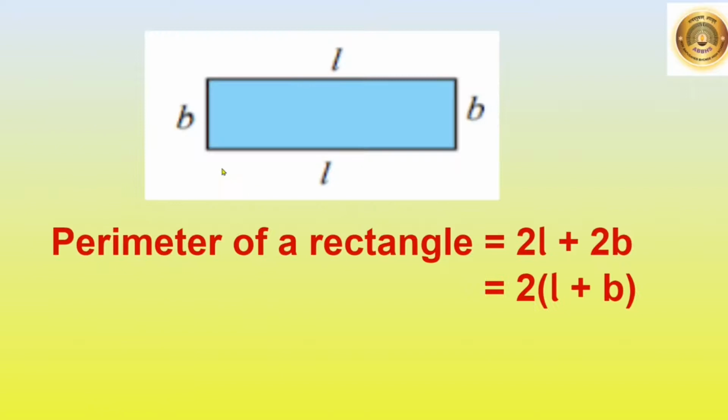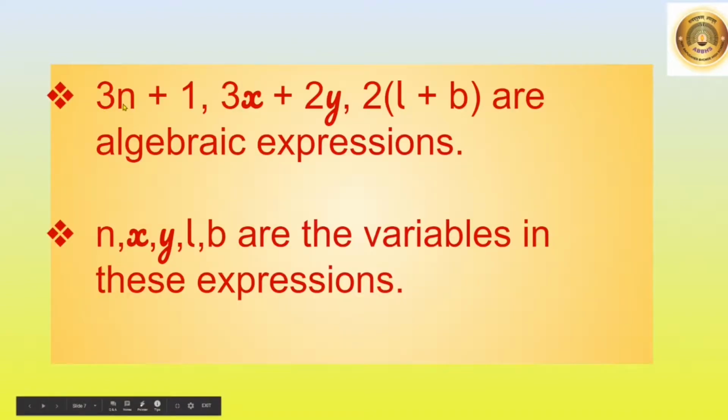Another example, you know that the perimeter of a rectangle, if the length is L and the breadth is b, can be written as 2 into (L plus b). All these expressions, that is 3n plus 1, 3x plus 2y, 2 into (L plus b), are all algebraic expressions. And n, x, y, L, b are the variables in these expressions.